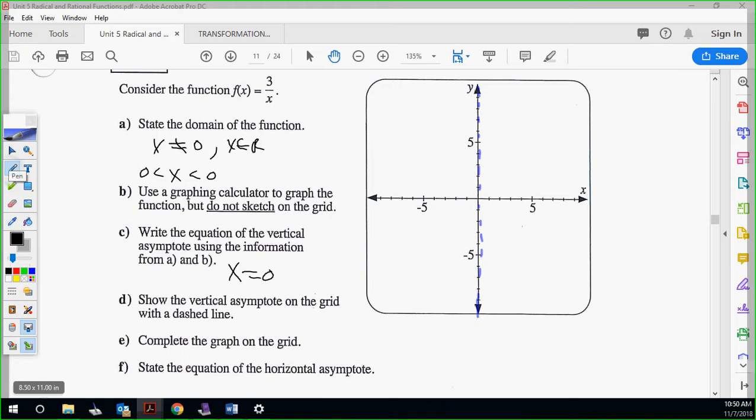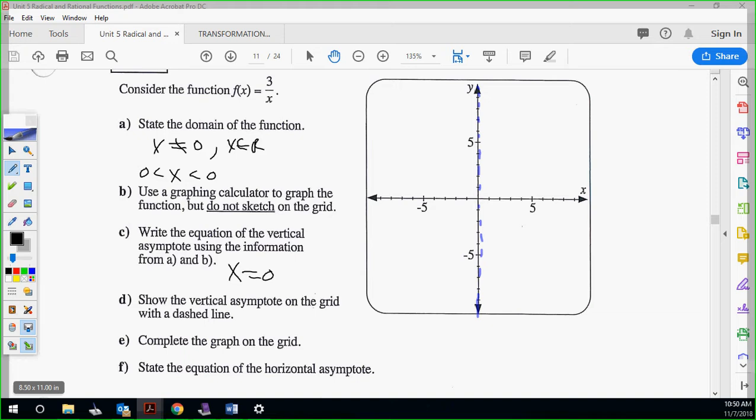So we just did D, I just put on a dotted line. Now state the horizontal asymptote. Okay, well, this is what I talked about. Is the bottom growing faster than the top? Yes. The top is held at 3.